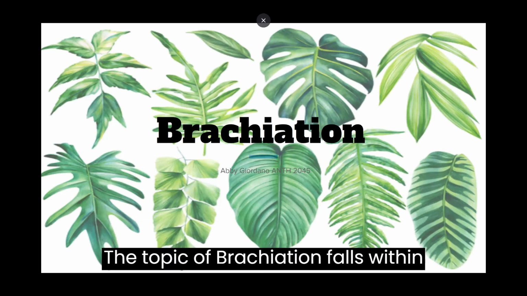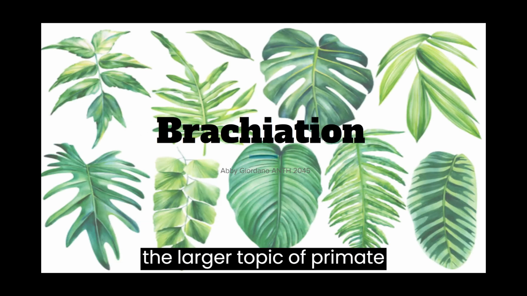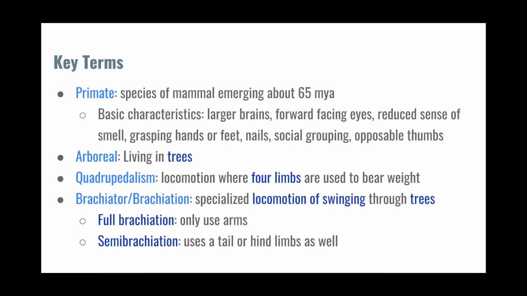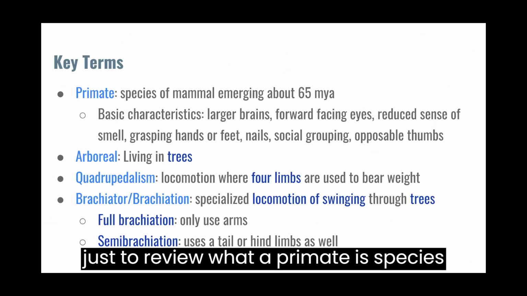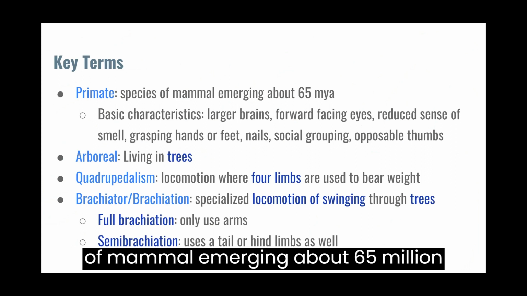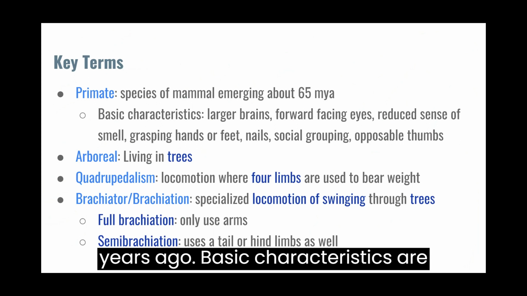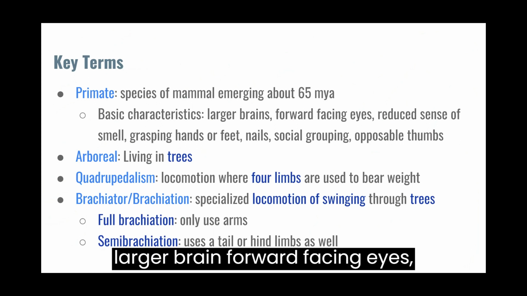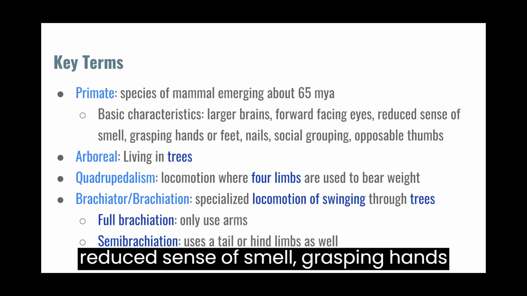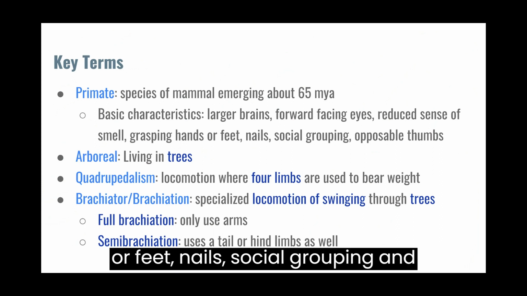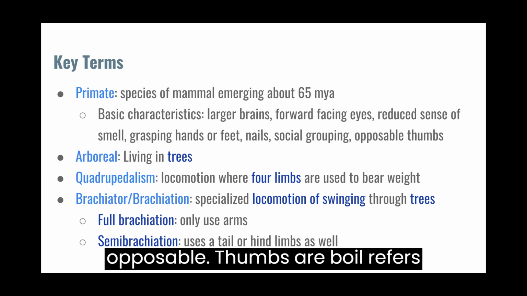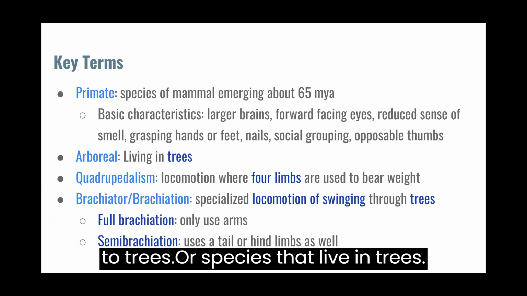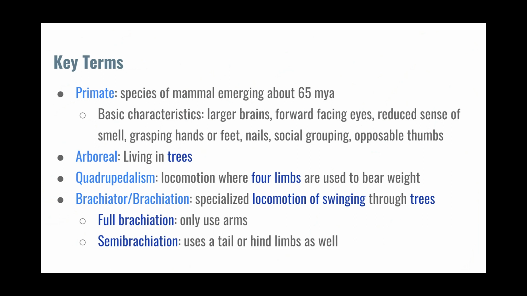The topic of brachiation falls within the larger topic of primate evolution. Some key terms, just to review what a primate is: a species of mammal emerging about 65 million years ago. Basic characteristics are a larger brain, forward-facing eyes, reduced sense of smell, grasping hands or feet, nails, social grouping, and opposable thumbs. Arboreal refers to trees or species that live in trees.